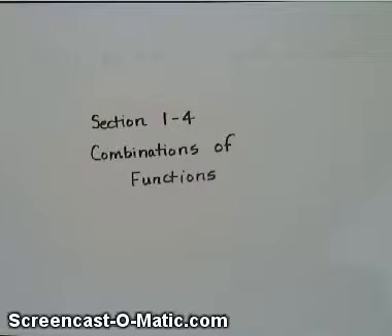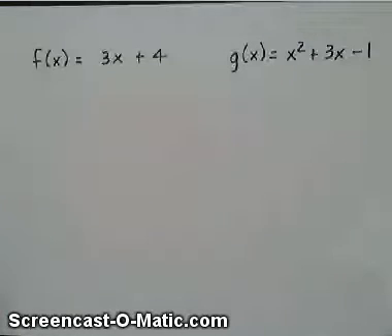What we're going to do today is look at ways that you can combine functions, and we're going to start with these two functions, f of x and g of x. F of x is a linear function, 3x plus 4, and g of x is a quadratic function, x squared plus 3x minus 1. Now what we're going to do at first is simply take these two and practice our basic adding, subtracting, multiplying, and dividing.